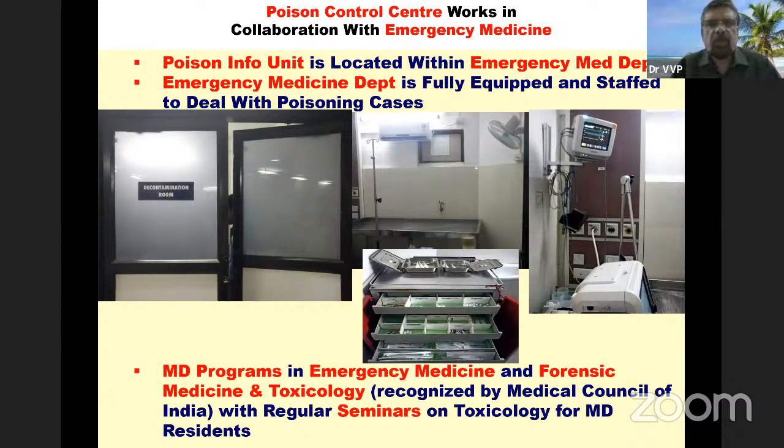We have a unique decontamination room for poison victims who are brought. And it is very important sometimes to decontaminate the victim, especially if spillage has occurred on the clothes or the skin. So we have facility for washing the victim. We have facility for other kinds of procedures in decontamination, including whole bowel lavage or whole bowel irrigation. And we have an antidote tray also, something like a crash cart, which is devoted to toxicology. So we are pretty well equipped.